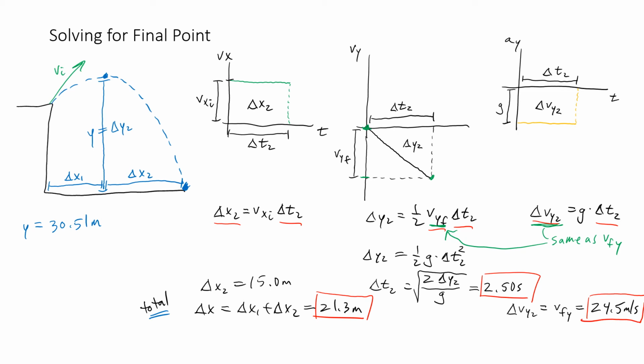And then finally, if we happen to be interested in the total time for the entire motion to occur, that would just be the time that was elapsed during the first segment added to the time that was elapsed for the second segment. Just looking at the numbers that we obtained, that is probably going to be 3.56.